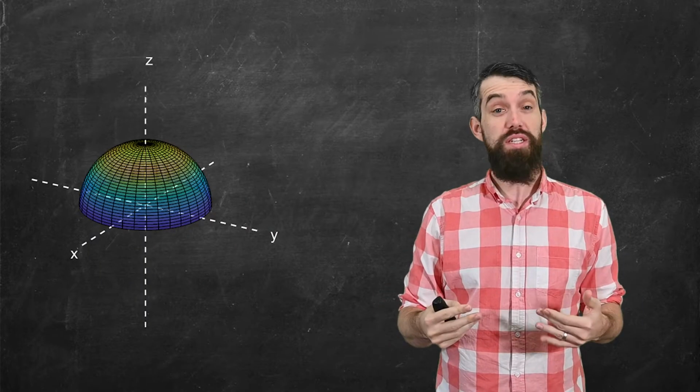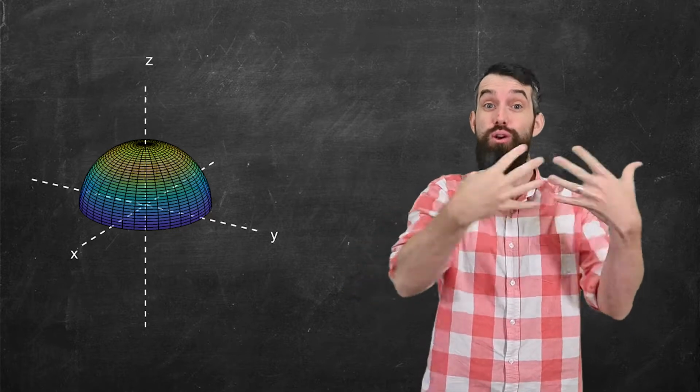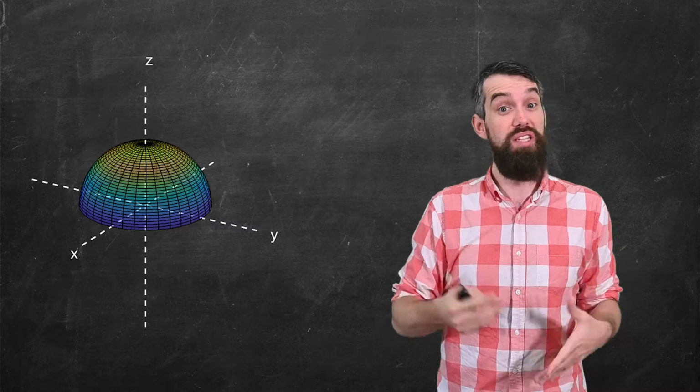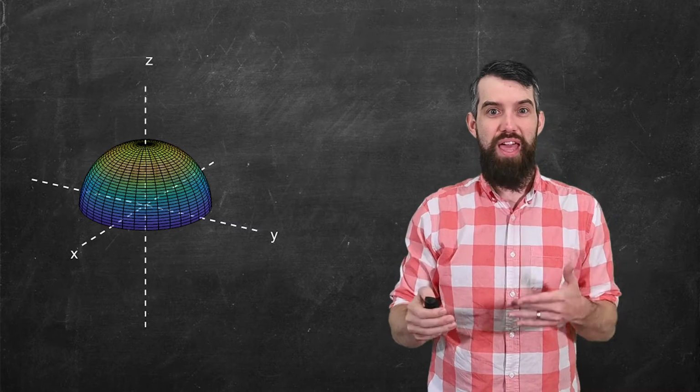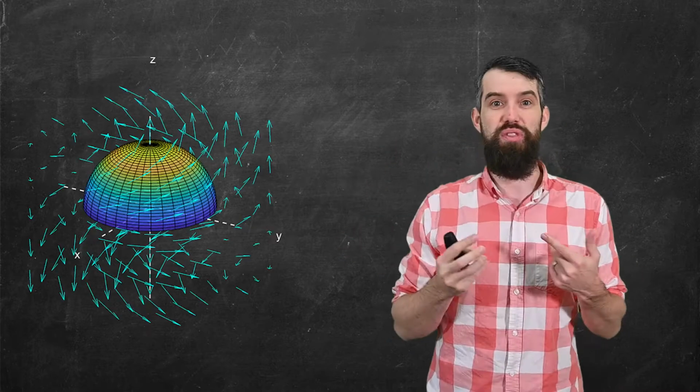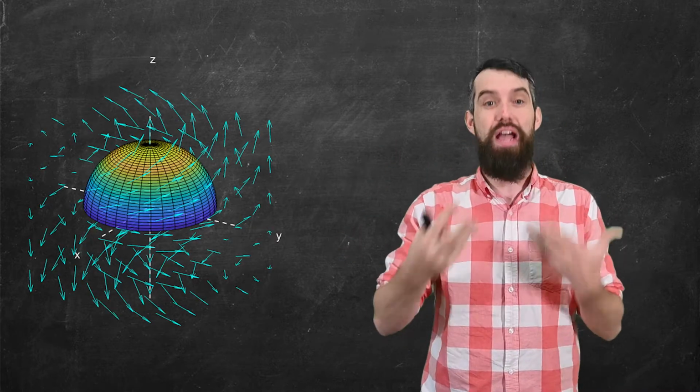In this video, we're going to talk about the flux across a surface. I want to begin with a surface, like for example, this is the top half of a sphere. And then I'm going to imagine that the surface is living in some sort of vector field. These blue arrows are indicating a vector field.